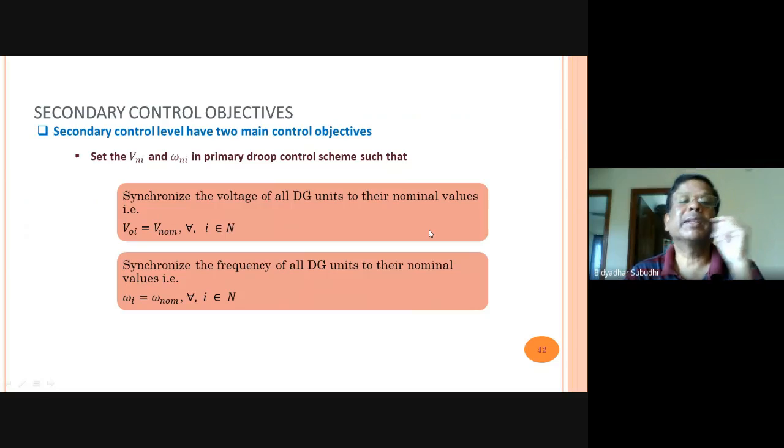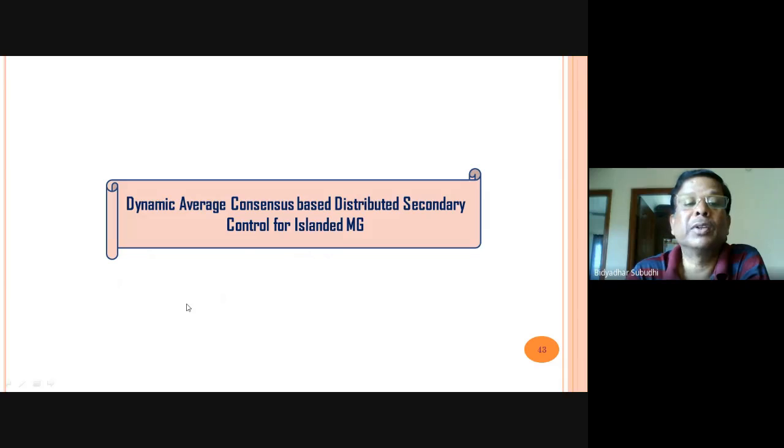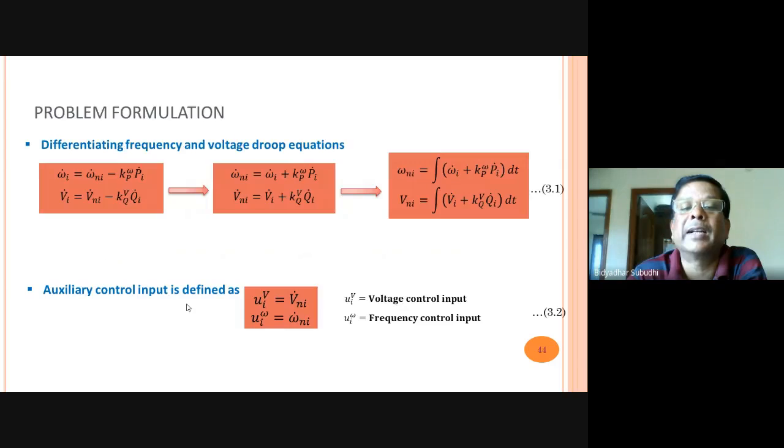So the secondary control objective here is to set the nominal voltage and the nominal frequency in the primary droop control, such that we synchronize the voltage of all DG units to their nominal values, and synchronize the frequency of all DG units to their nominal values. So we design a dynamic average consensus based distributed secondary control for the islanded microgrid. The control problem now is very simple.